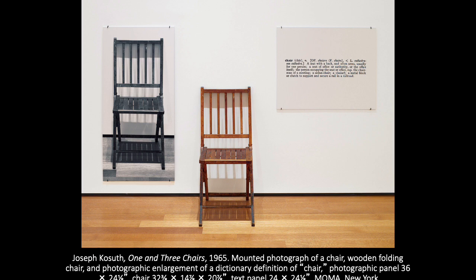So we have on the left a photographic representation of a chair. In the center we have an actual wooden chair. And on the right we have a dictionary definition of chair. So looking at these together helps us realize how we learn about the world around us and explore both visual and linguistic symbols. So we have three distinct visual forms here that all represent a single abstract idea.